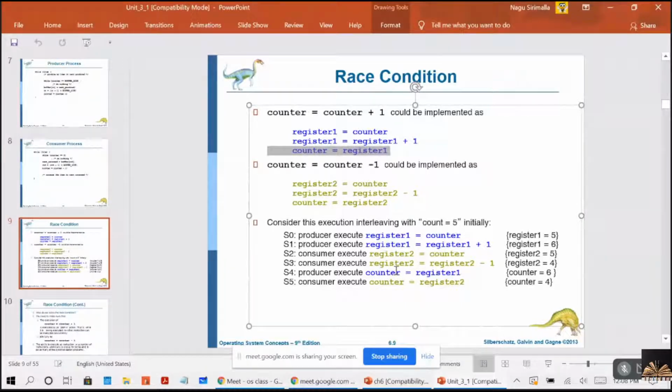And when the producer executes counter is equal to register 1, now the counter will become 6. But after that, when the consumer executes the counter assignment, he is taking the value from register 2. He is taking counter is equal to 4 only. That means here we are having some problem because the instructions are not executing in the correct order, right? Once again, I will repeat, don't get confused here.